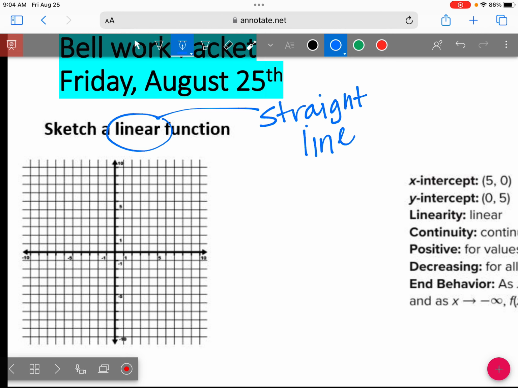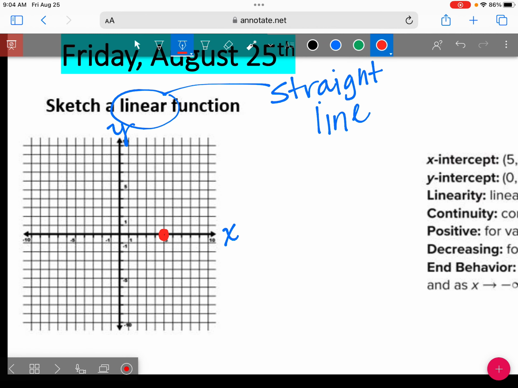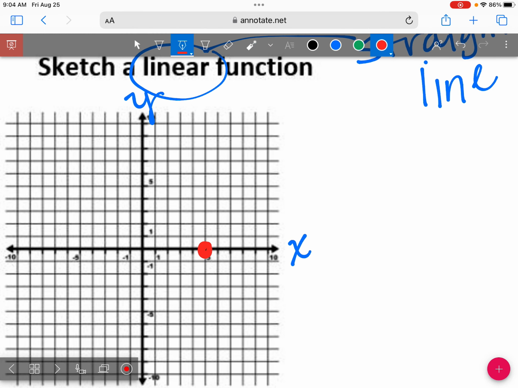So we have an x-intercept at 5. This is my x-axis. This is the y-axis. So I have an x-intercept at 5. Put a point at 5. You also have a y-intercept. Your y-intercept is at 5. Go ahead and draw your line going through those 2 points.